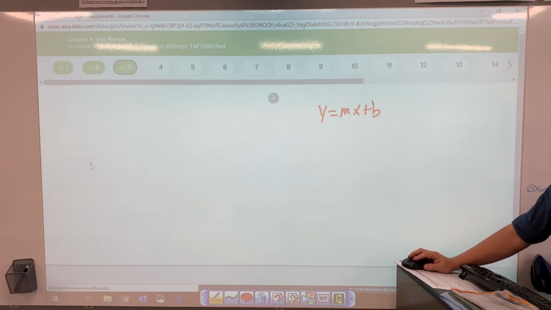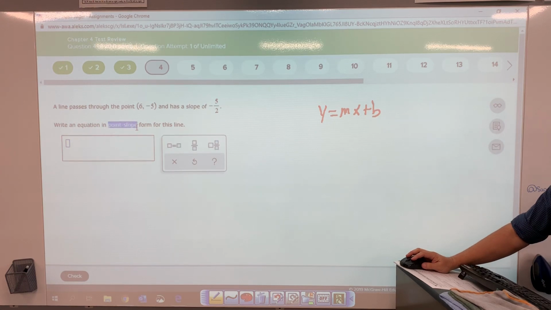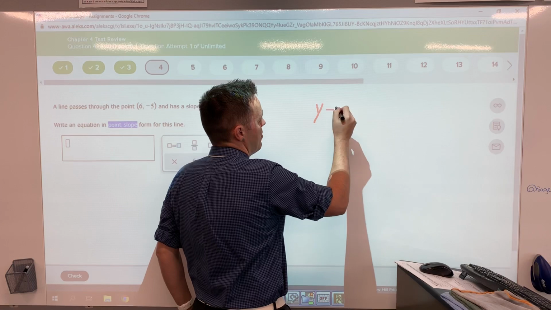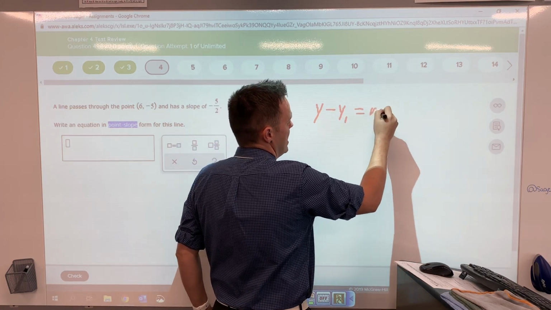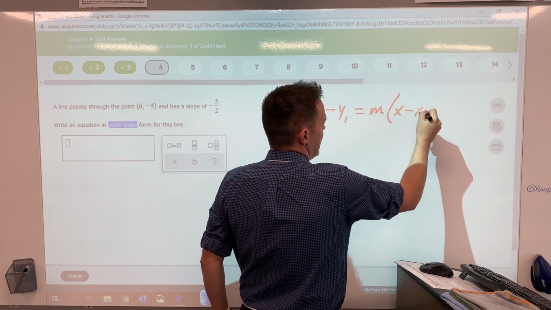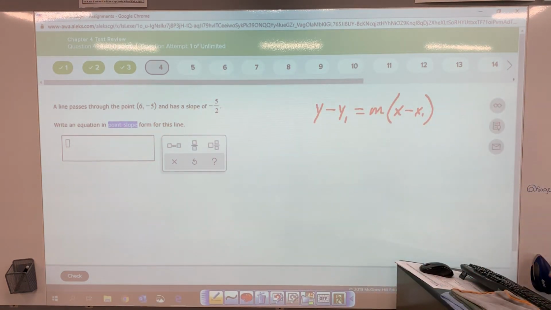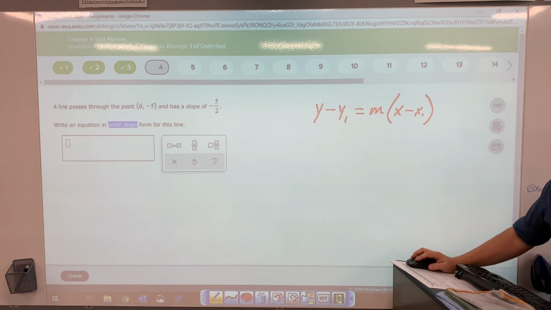The next one asks for point-slope form. Okay, that is not this form here. It is the y minus y1 equals m times x minus x1. Okay, so remember when we do this form, it's always the same. Where we're going to start off, and it's going to be y minus.